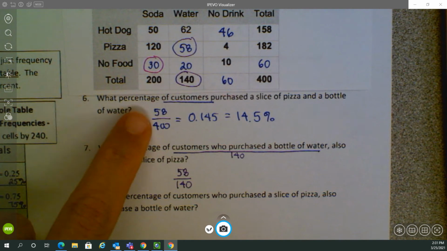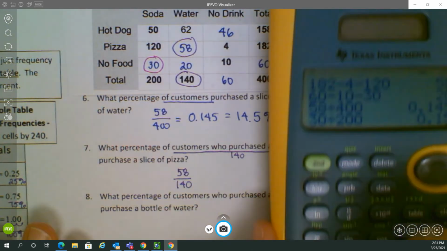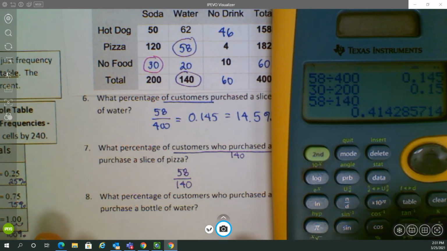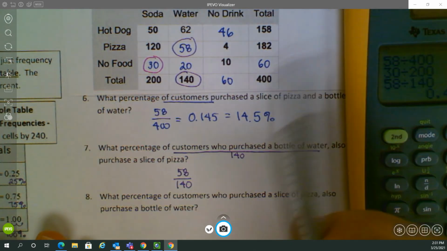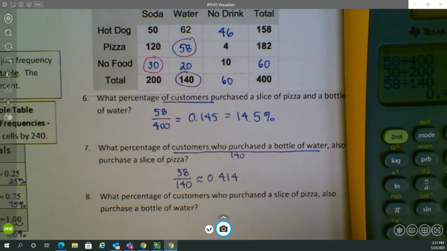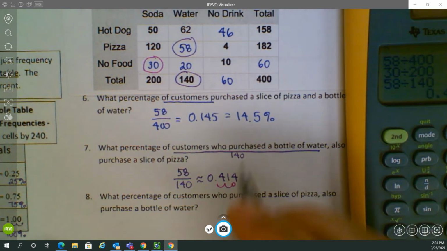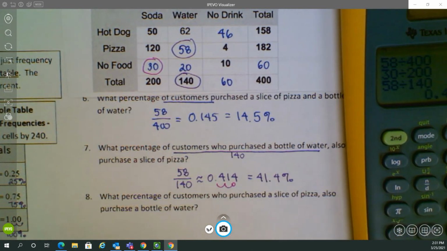Okay, so notice we still have our joint frequency of 58, but we're looking at this out of a different number of people. So when we take 58 and divide it by 140, we're going to get a nice pretty decimal here. So let's take this to 0.414. It's about equal to 0.414. And then to convert this to a percent, we end up at 41.4%.